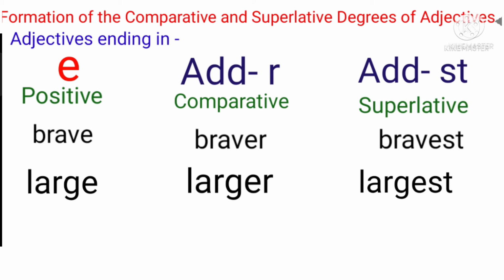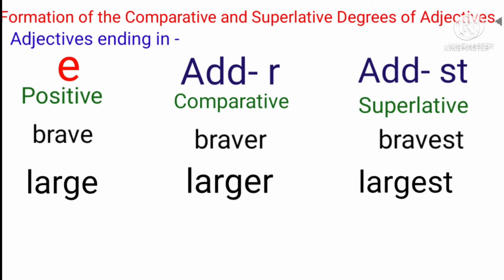I hope the use of the three degrees of comparison, where to change and what to write for adjective words that end with E, is clear to you: when there is a comparison, you have to add r at the end of that word, and if the comparison is among more than two things, then you have to add st.